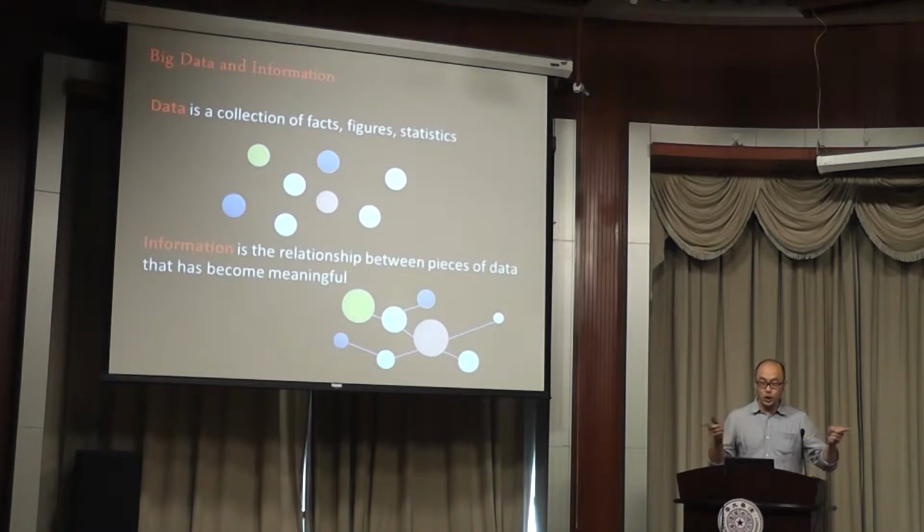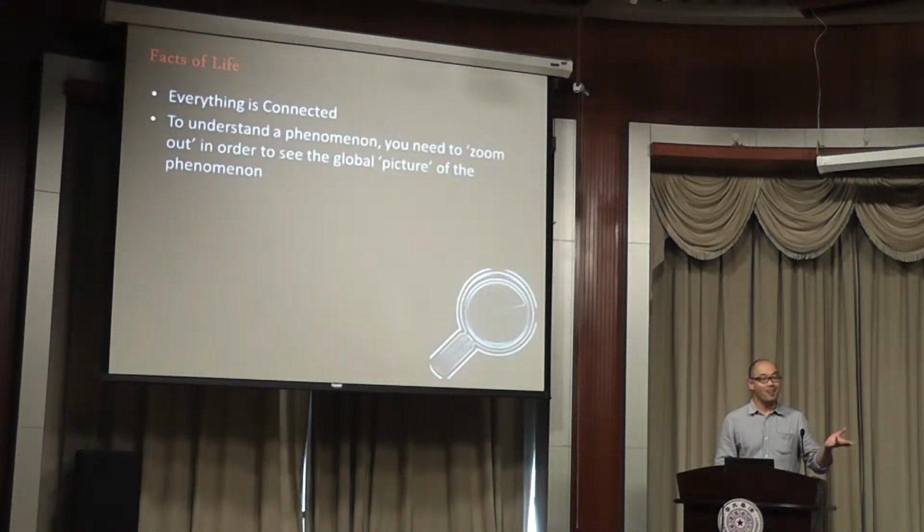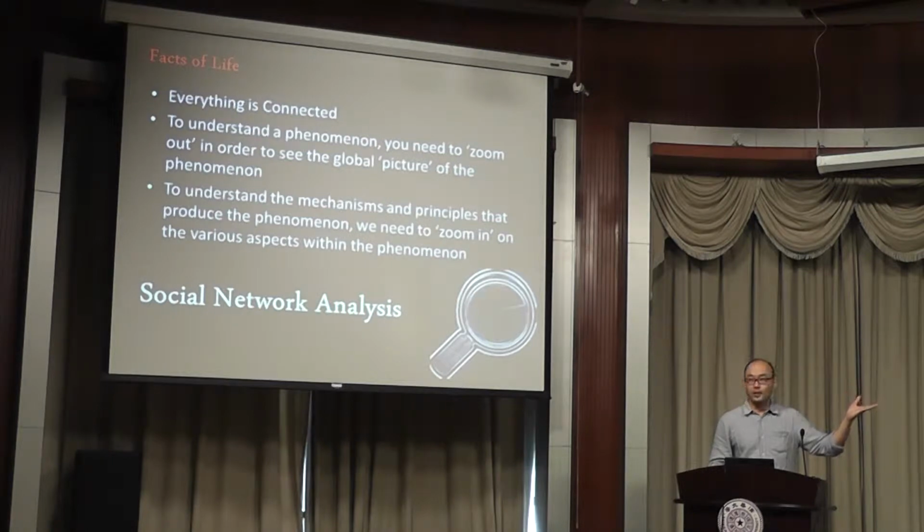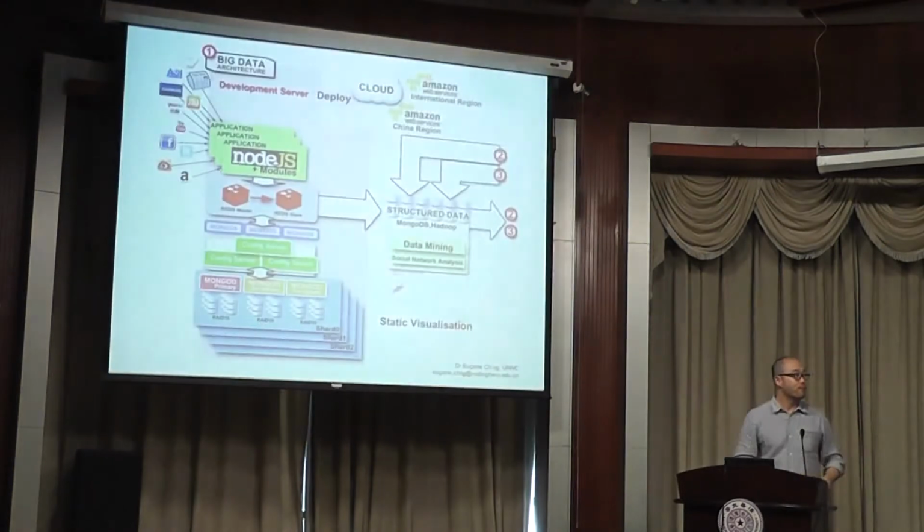So the relationship between the data sets is particularly important. And the fact of life is that everything is connected. So in big data, we have the capacity and the functions of the machines to deal with connectedness automatically. This will allow us also to zoom out to see the average of the data sets, but also to zoom in to see the mechanisms that produce the phenomenon in the average of the data set. So we deal with social network analysis in this instance.